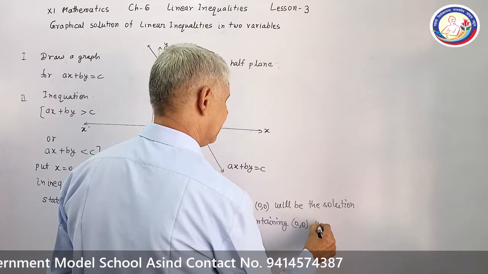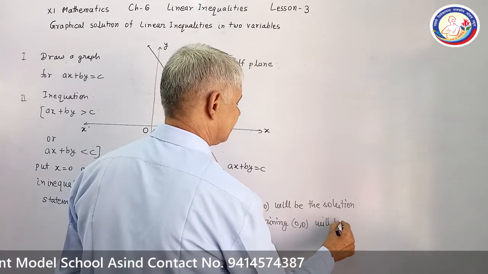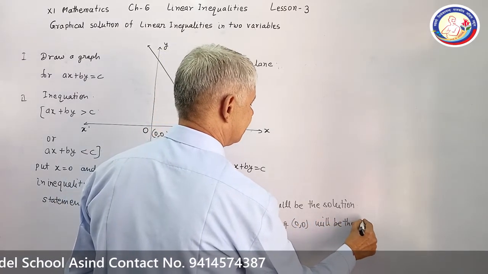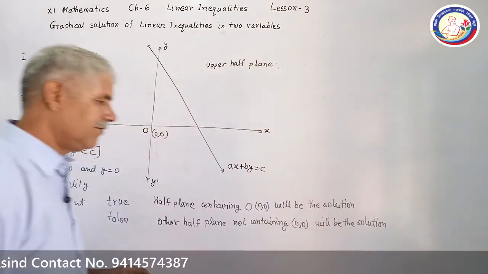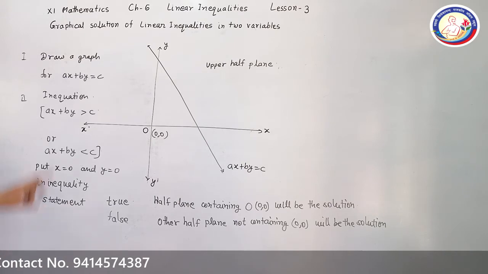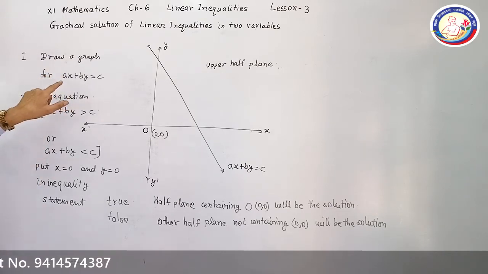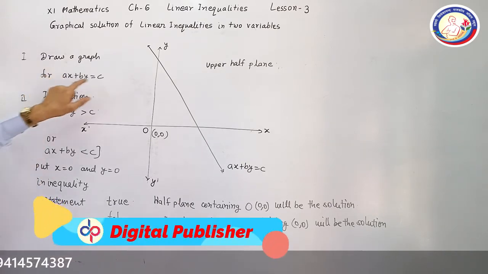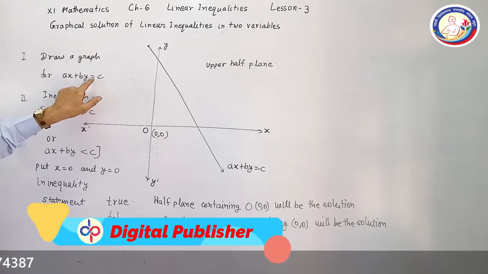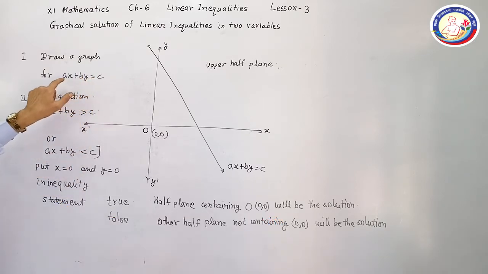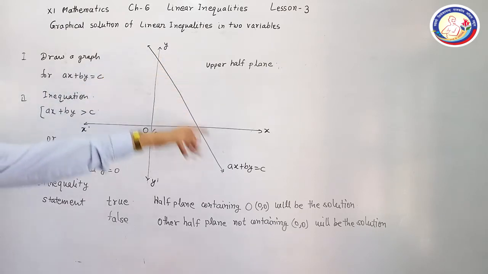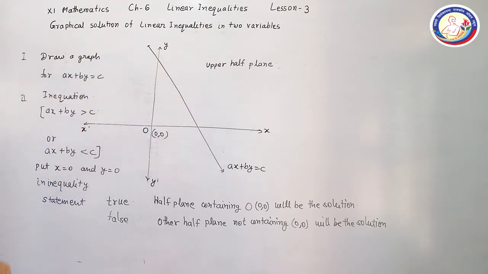0, 0 will be solution. This is the way. Listen again. First of all, change the inequation into equation. Replace greater than or equal to sign by equal to. Then plot a graph for this equation.